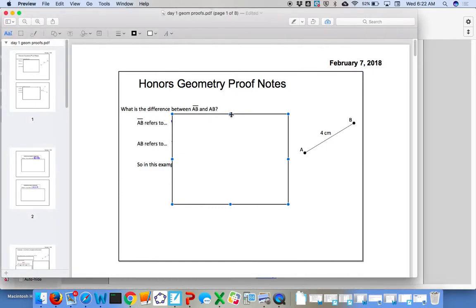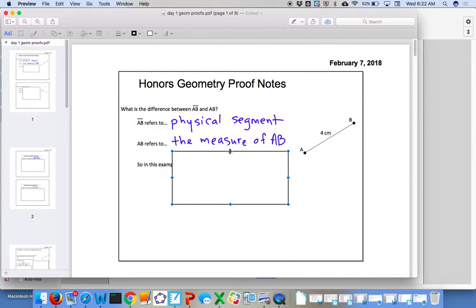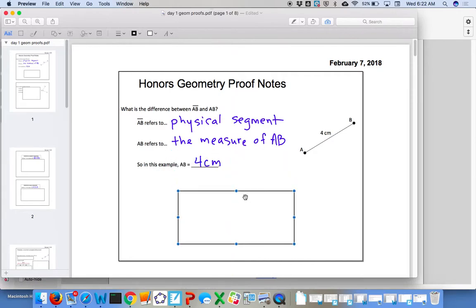So AB, where it's got the line over the top, is referring to the physical segment AB. But if we don't see the line over the top, it means the measurement of AB. So in this case, it's talking about the 4 centimeters. So when you're giving an actual measurement, you don't put the line over the name.